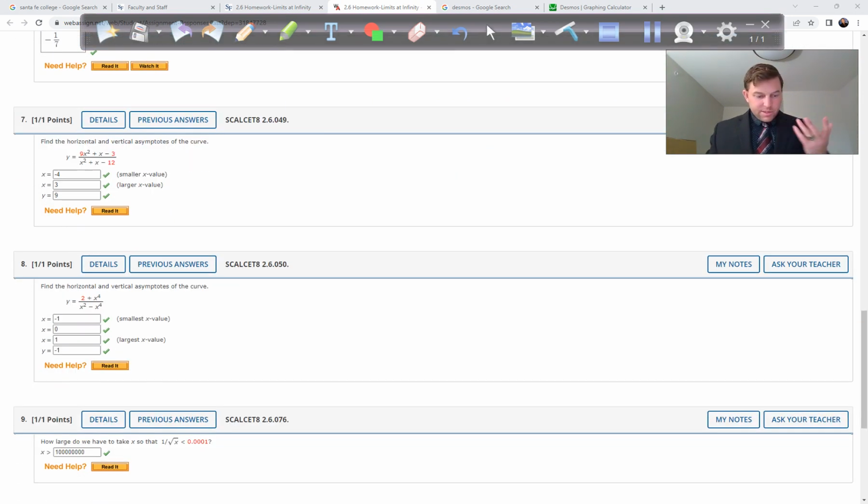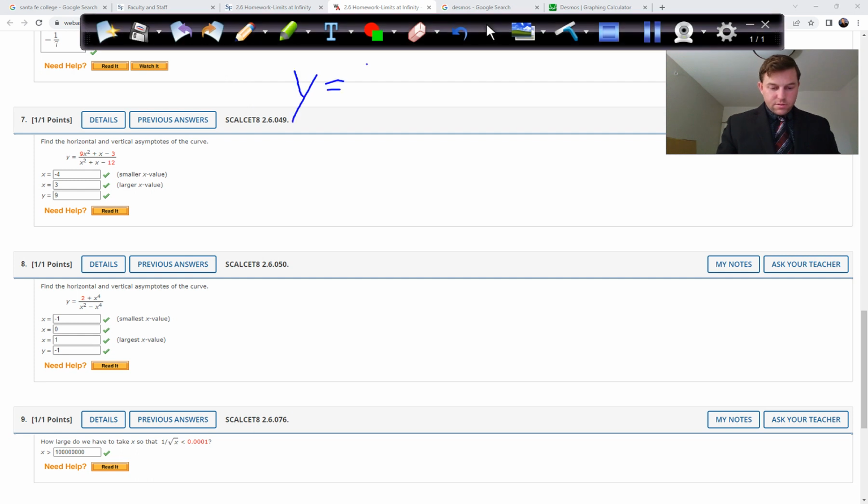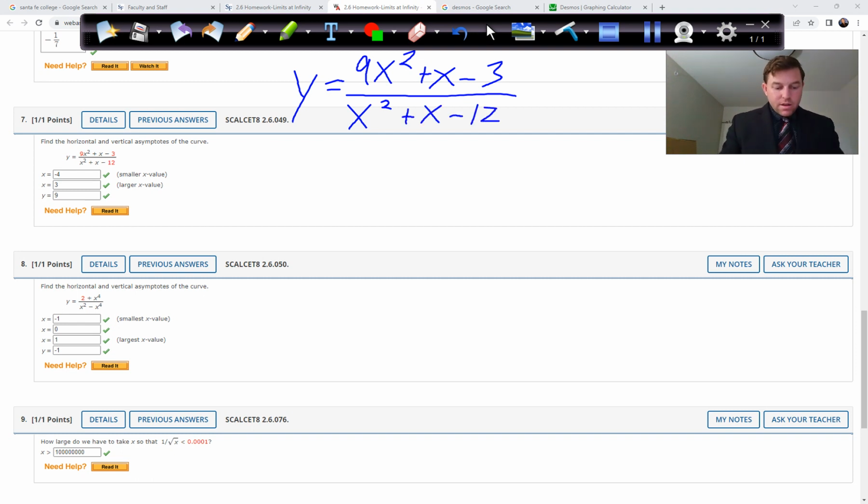Okay, in problem 7, they want us to find just that, horizontal and vertical asymptotes. So vertical asymptotes we'd already seen, it's the values that make the denominator 0. Okay, so let's start with the vertical asymptotes.